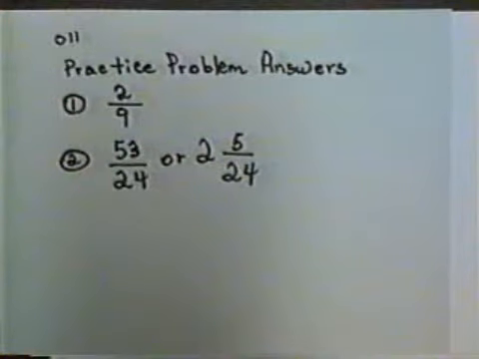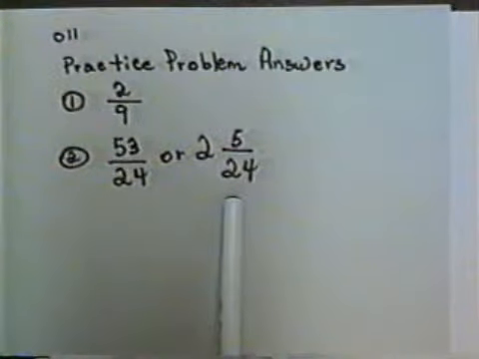The practice problem answers are 2/9 for the first one and 53/24 for the second one. Or if you'd prefer to make it a mixed number, you could leave your answer as 2 and 5/24.